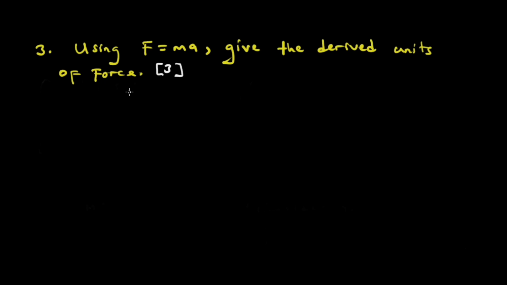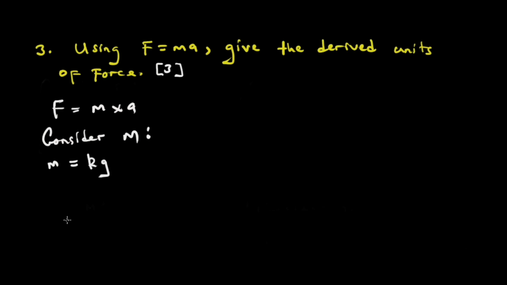Our question says using F is equal to MA, give the derived units of force. So we will follow the same method we used in question number 1. F is equal to M times A. We first consider M. Then we need to write M in terms of units. M, which is mass, will be equal to kg. We are done there. M has no separate formula. Remember that mass is a base physical quantity. We defined base physical quantities as quantities which can be measured directly using instruments. So for mass, you just use a balance. You do not use a formula to calculate mass.